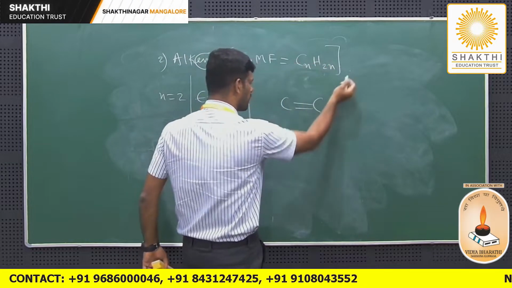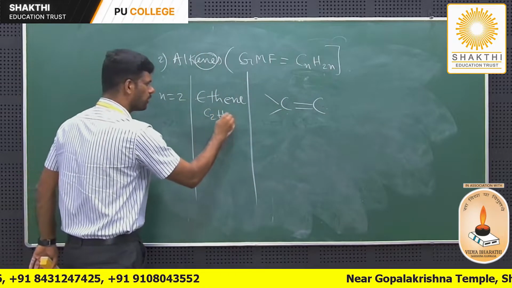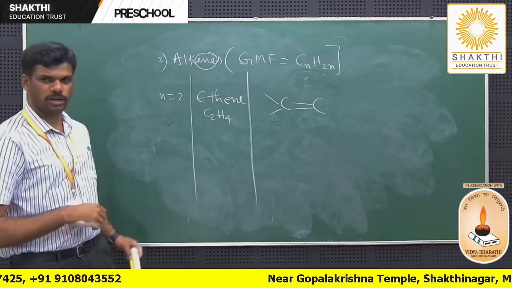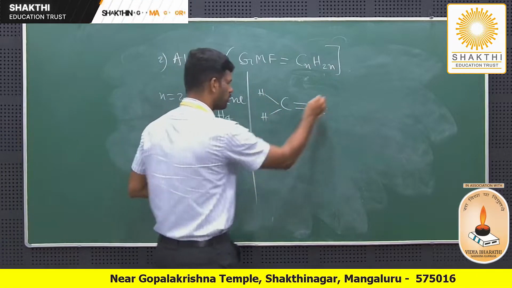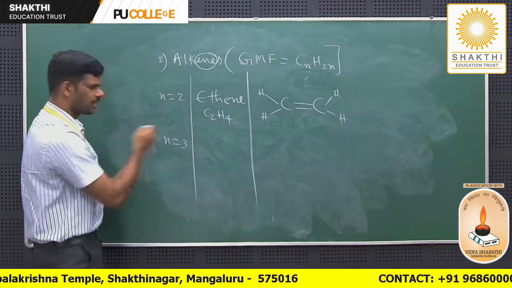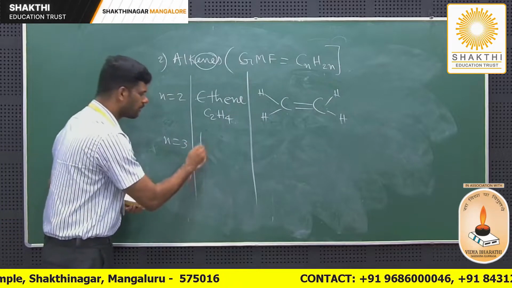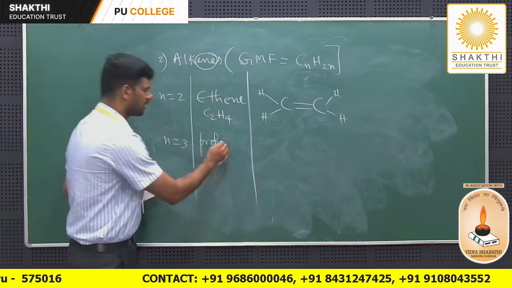Yes or no? Yes. C2H4 is ethene. The molecular formula of ethene is C2H4. 1 hydrogen, 2 hydrogen, third hydrogen, fourth hydrogen. See, n is equal to 3. The name should obviously be prop. To prop, we are supposed to add ene. I say this is propene.